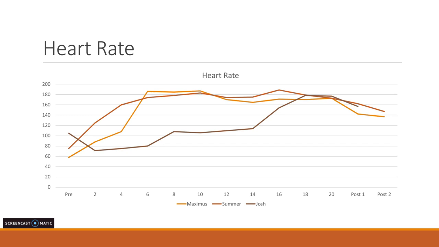As you can see with the heart rate from pre-exercise to 2 minutes into exercise, the participant's heart rate has taken an increase from around 76 to 142 beats per minute for Summer, and from 58 to 108 for Maximus. Both of these heart rates match up with the normative data for heart rate during steady-state exercise.